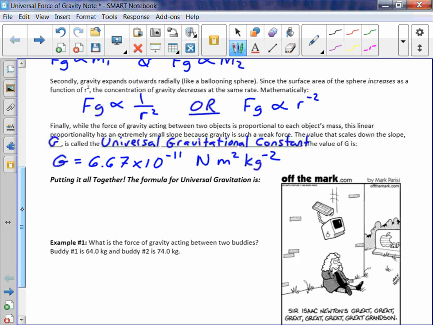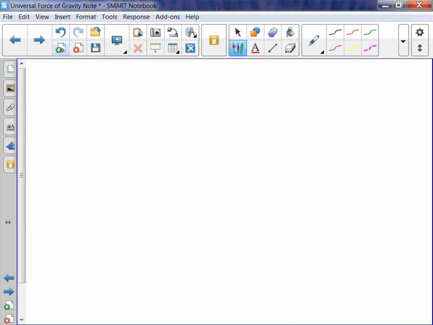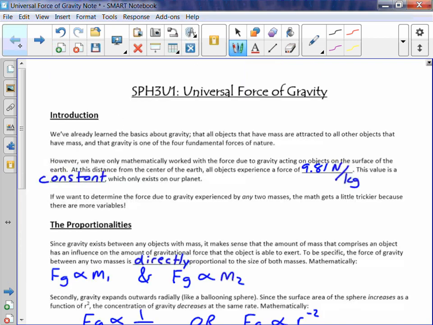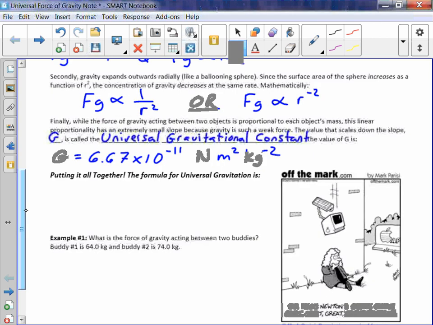And let me show you why. Kilogram per kilogram squared, true. Just a side note, you don't have to copy this down if you don't want. Oh, first let's put the whole equation together first.